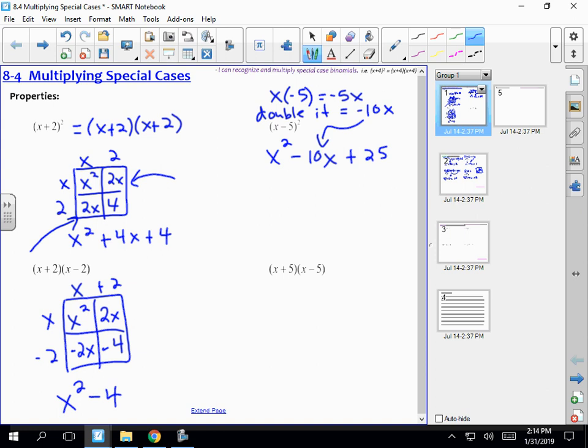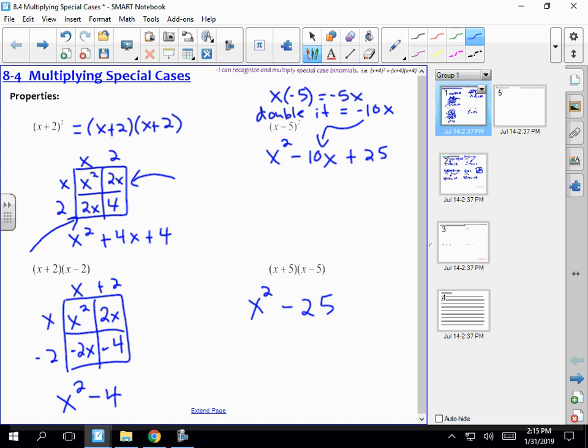Okay, guys, based on what we're seeing right here, what's going to happen with this guy? What's the first term going to be? X squared. What's the last term going to be? And what's going to happen to the middle term? Cancel out.